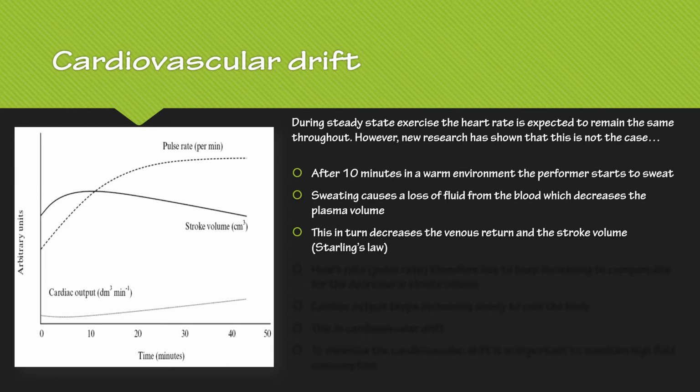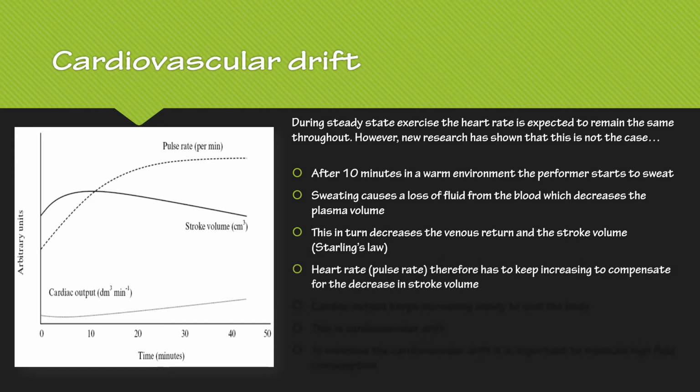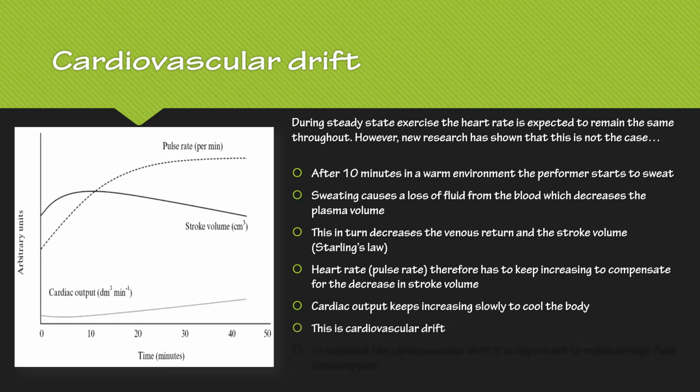After 10 minutes in a warm environment, we start to sweat, and our venous return actually decreases because of that decrease in blood volume. As a result, the heart rate, or pulse rate as it's measured on the graph, has to keep increasing to compensate for the decrease in stroke volume. Remember, if we want to remain the same cardiac output, if stroke volume goes down, then our pulse rate needs to go up. Now, you'd normally expect it to level off at some point, but recent research has shown that in a warm environment that doesn't happen, and it's because of this loss of blood volume from sweat. The cardiac output has to keep increasing slowly to cool the body, and this is known as the cardiovascular drift.